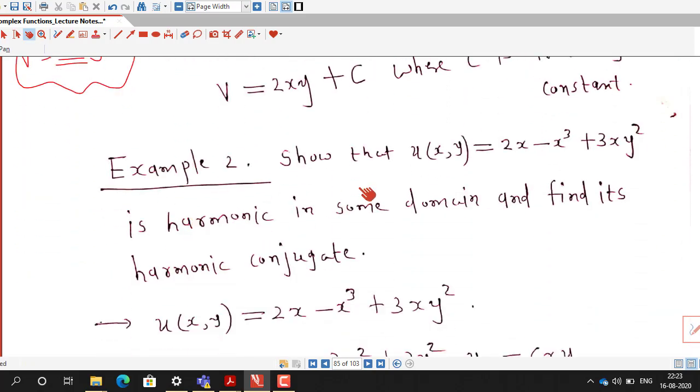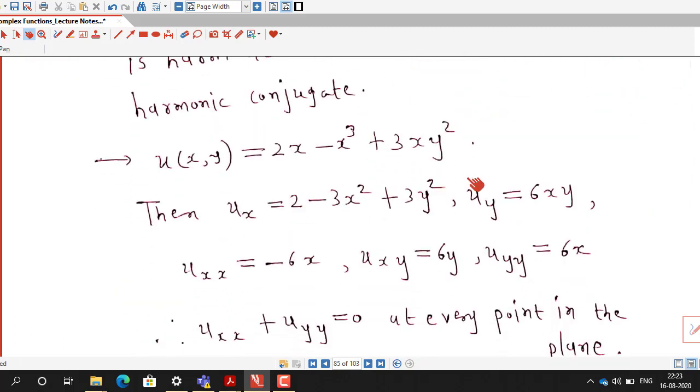We consider one more example. So that u equal to 2x minus x cube plus 3xy square is harmonic in some domain, and find its harmonic conjugate. So first we show that this is harmonic. For that we have to write partial derivatives of first and second order. So del u by del x is 2 minus 3x square. Here 3y square is constant. Derivative of x is 1.